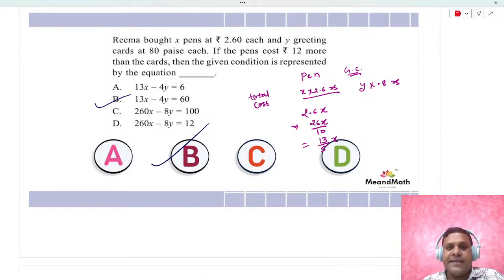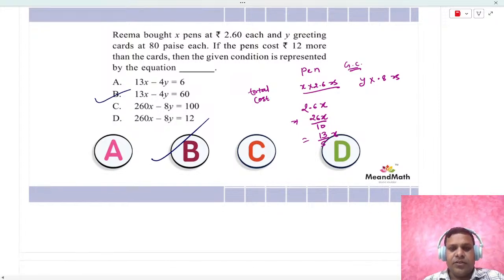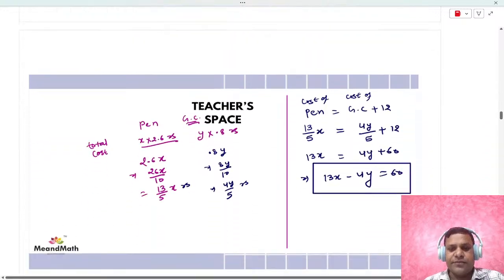So is this clear, guys? I'm sure this is clear to you. Let's move for the next question. Or you want to ask something? Okay, let's move for the next question.